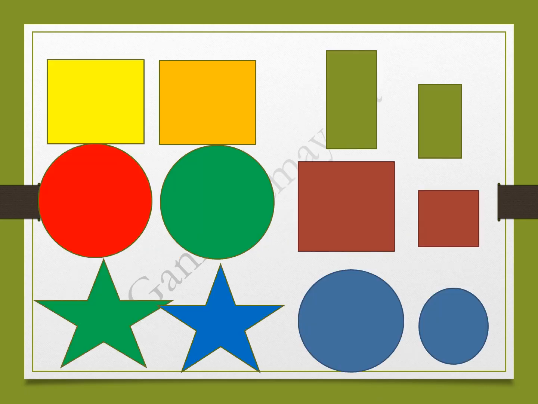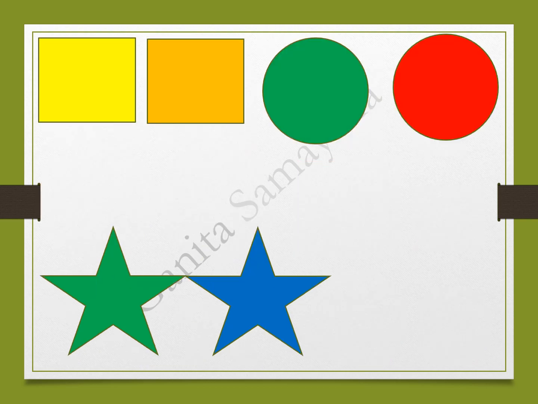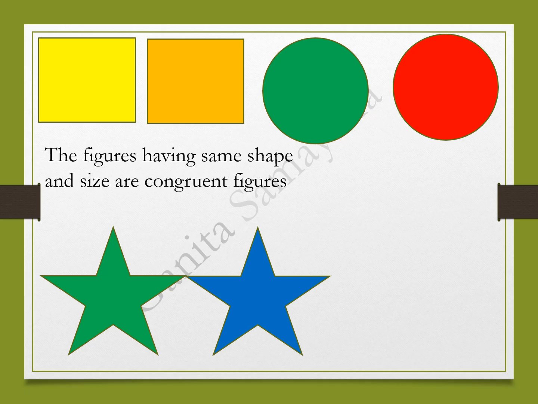Now, considering those figures that have the same shape but may have the same size or different size, we know that they are all similar figures. And out of that, in particular, when you consider the figures that have the same shape and size, we all know they have a special name. I'm sure all of you can recall that. What are they known as? Yes, they are all congruent figures.